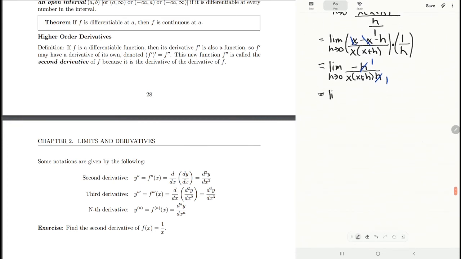And so we are left with the limit as h goes to 0 of negative 1 over x times (x plus h). And if we take the limit by letting h go to 0, we have negative 1 over x times (x plus 0), which can simplify to negative 1 over x squared. And so this is our first derivative.